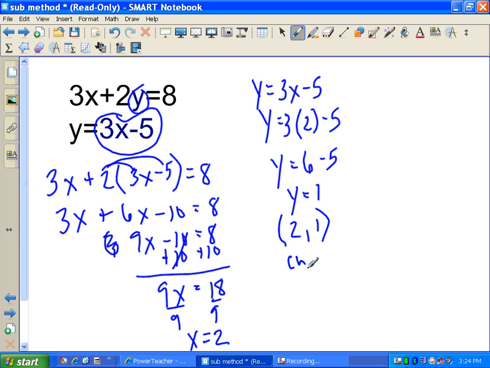Going to do a quick check here. That spells check. 3 times 2 plus 2 times 1 is equal to 8. That's 6 plus 2. That's definitely 8.